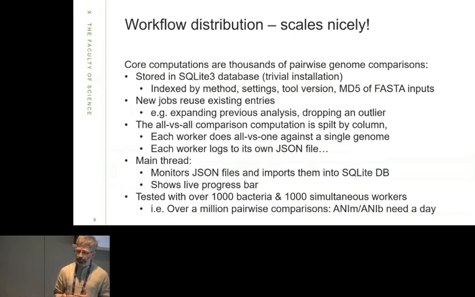The solution that works really well for us is that each of the workers does the computation, passes the output files, and records just the bit of information that needs to go in the database in a JSON file. Back on the master thread on the head computer, that monitors for the new JSON files, imports those into the database. So you've got one thread doing the writing, and it can update a progress bar for the user as it goes along. And that has scaled beautifully. We've run it with thousands of workers at the same time. You need about a day to use the slower methods on 1,000 bacteria.